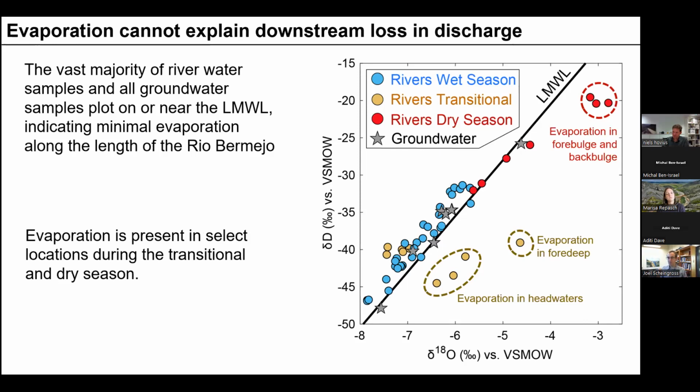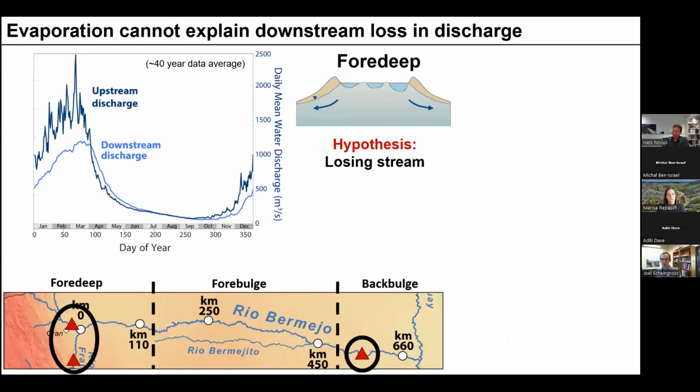Yes, there are a few places in the Bermejo where we do see evaporation. This is really in select locations, and we see it during the transitional and dry seasons where we might expect there to be more evaporation. But I'll also point out there's periods in the transitional and the dry season where we have water samples plotting along the local meteoric water line. And most of the discharge loss that we see moving upstream to downstream happens in the wet season. So it really doesn't seem like evaporation can explain this net downstream loss of discharge.